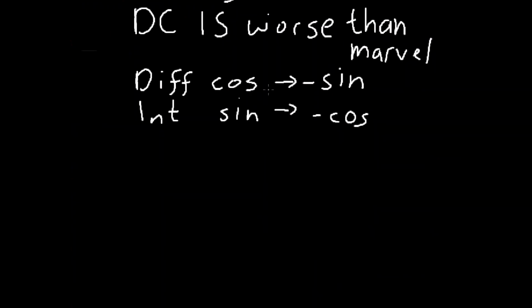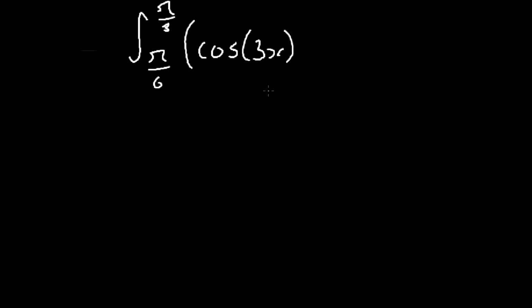So I'm going to redraw it all out and we will start from the beginning. So we've got this pi on 6 and this pi on 3, and we've got this thing here, cos 3x minus pi sine 3x, all with dx there. Okay, so first step is let's do the integration.